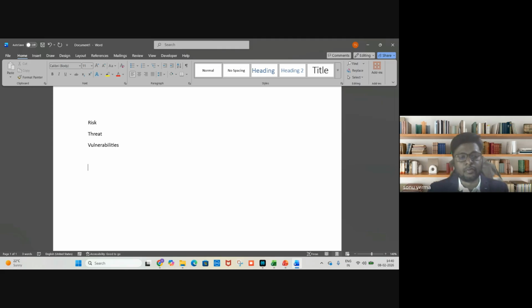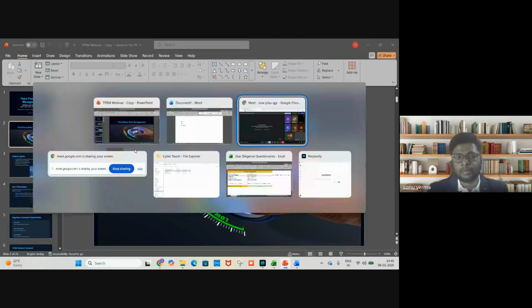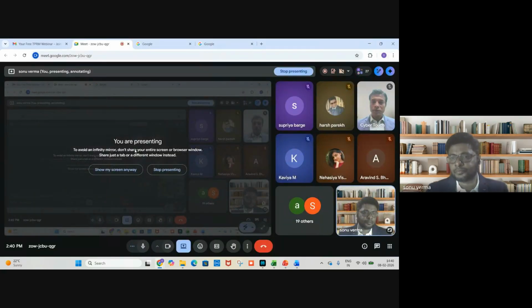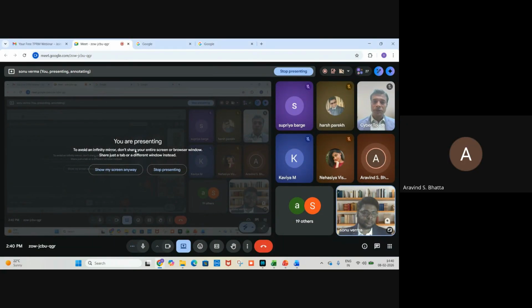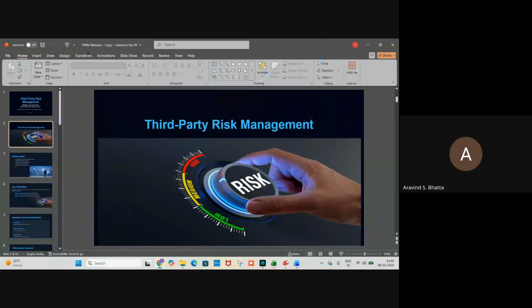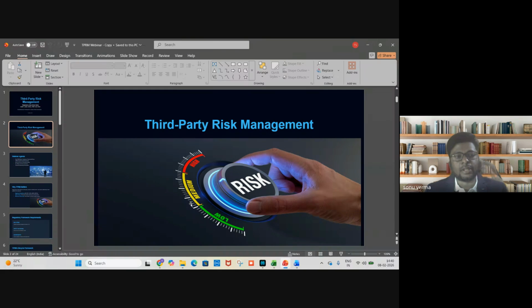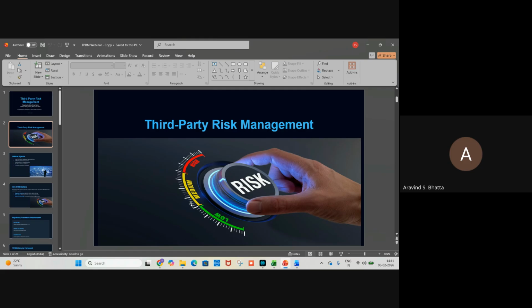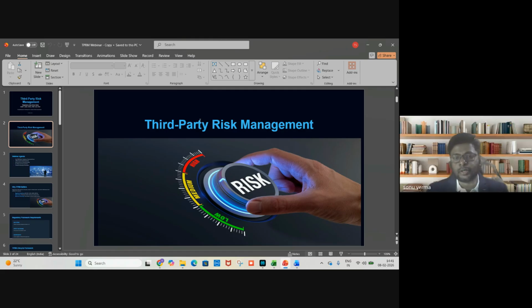Okay, Arvind, you're from which background? Can you help me with your background, please? Yeah, I'm into quality and not into cybersecurity yet. I'm planning to get into that. But I'm into auditing, ISO certified auditor. ISO 9001 you certify audit? 9001, yes. Okay, the quality management system.